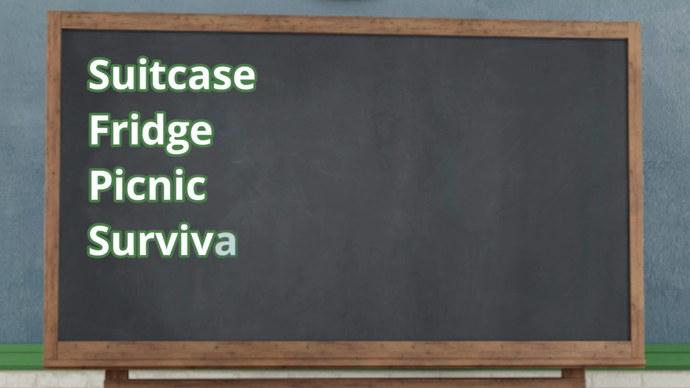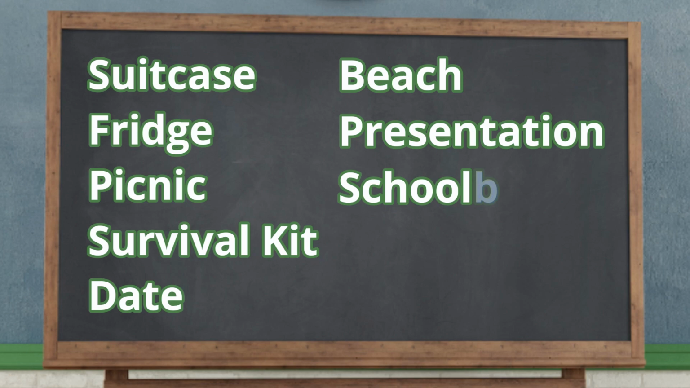Make a list. Students have to think of 8 essential items that are needed for some situations or items. You can write it on the board. Take some suggestions from your students. For example, a suitcase for a 3-day trip, a fridge, a picnic, a survival kit, going on a date, a beach, doing a presentation, a school bag, going hiking, things for a baby.